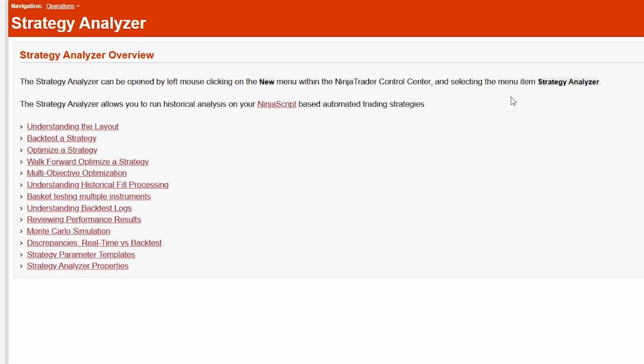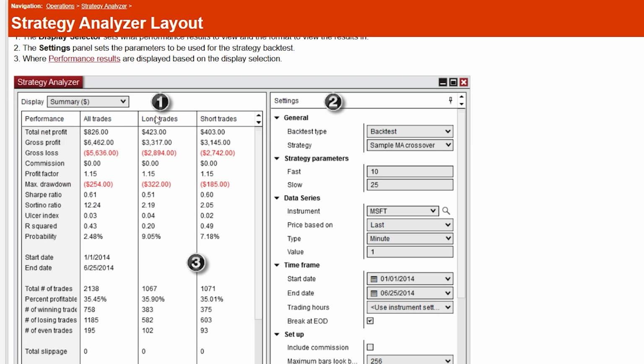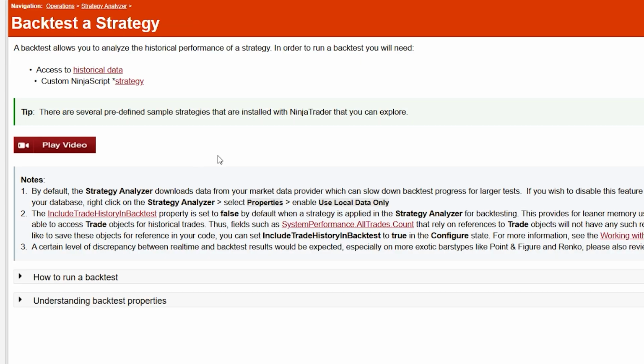Then there's the Strategy Analyzer. This lets you run historical analysis on your automated trading strategies. You can take a NinjaScript-based strategy and test it against years of market data to see how it would have performed, all before risking any real money.